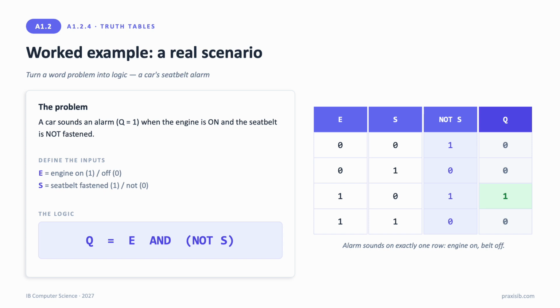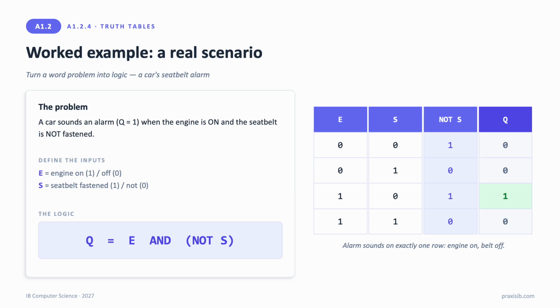Now we build the truth table to check it. When we work through all four combinations, the alarm only sounds, Q only equals 1, on the single row where the engine is on and the seatbelt is off. And that's exactly what real life should do: no annoying beeping when you are parked, but a warning the moment you drive off unbuckled.